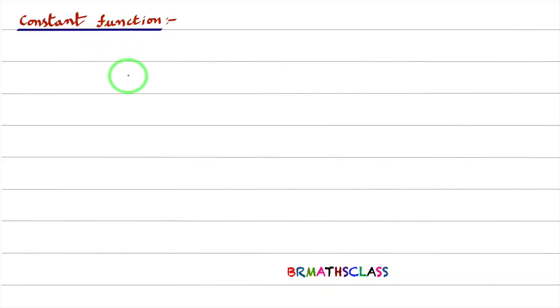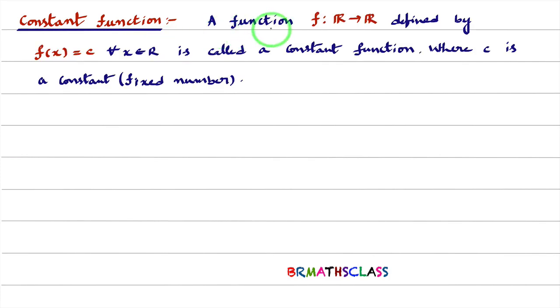The definition of constant function and an example to understand the definition of constant function, what is domain, codomain and range of a constant function, and we will learn how to draw the graph of constant function. First we will see the definition of constant function. A function f from R to R. You observe here a function f from R to R defined by f of x equal to c for any x belongs to R. The symbol is for any x belongs to R.